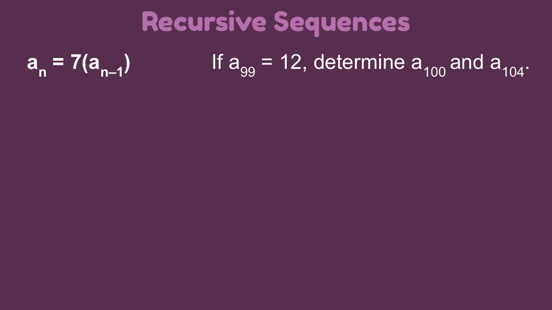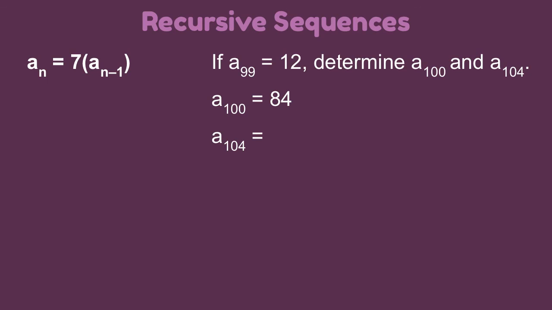All right, now here's an example of one where we're multiplying. So this one is saying that we're going to take 7 times our previous term. So if we know that our generator this time, our common ratio, is 7, that means we're multiplying by 7. I'm telling you that a sub 99 is 12, and I want you to determine two things, a sub 100 and then a sub 104. If I wanted to start by doing a sub 100, all I have to do is 12 times 7, so that's 84.